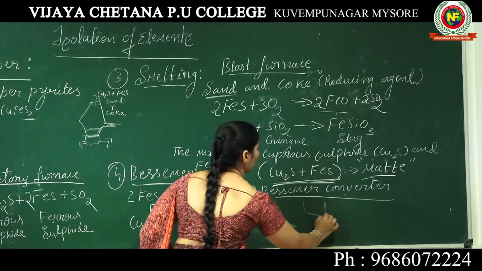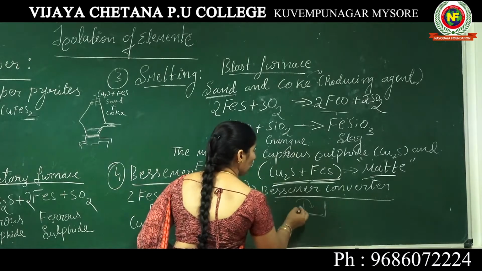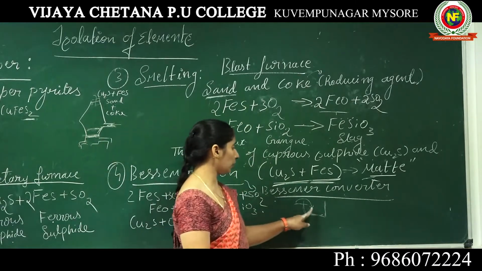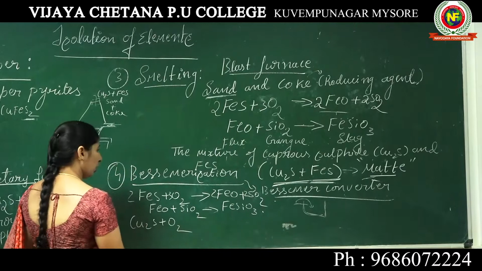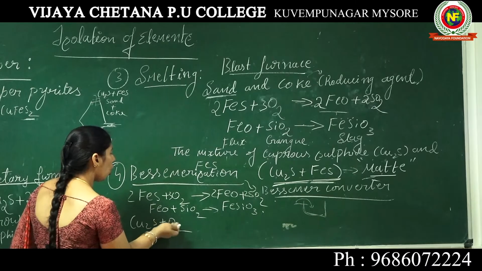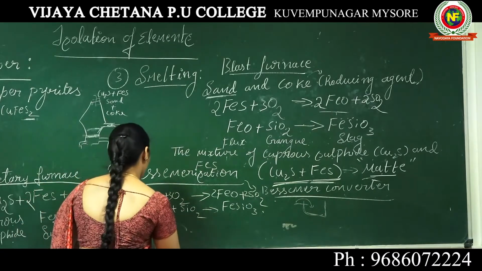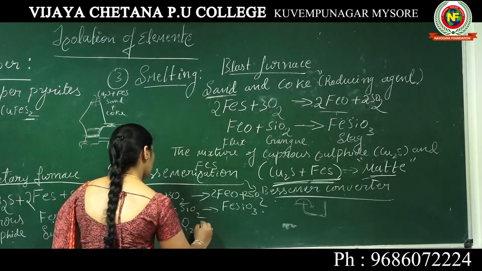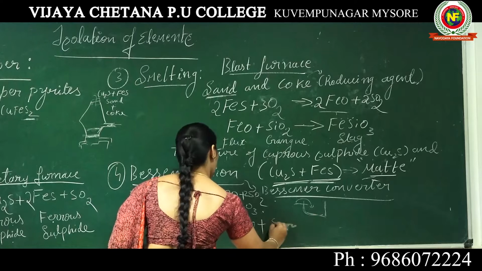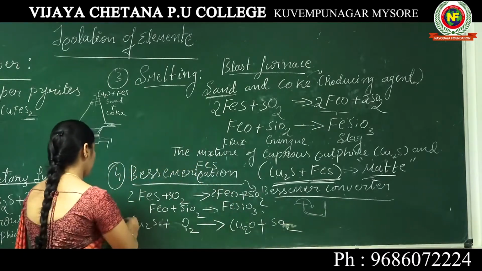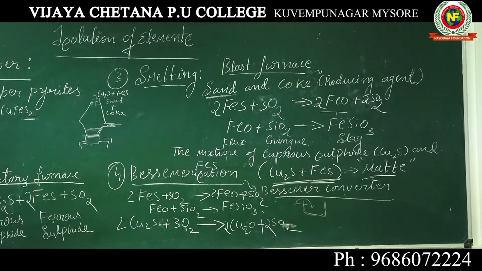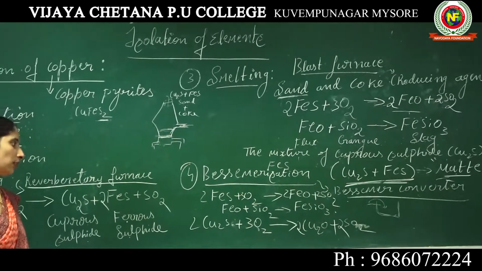It is a rectangular Bessemer converter. A blast of hot air is introduced along with the sand. Cu2S, the cuprous sulfide, reacts with the oxygen, forming cuprous oxide, and SO2 gas is released.